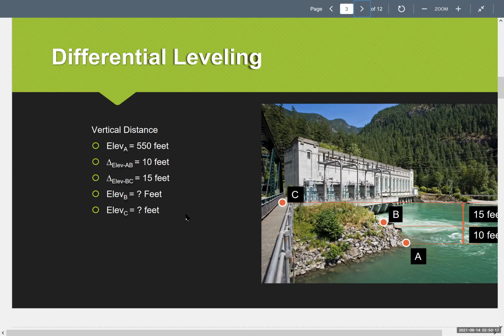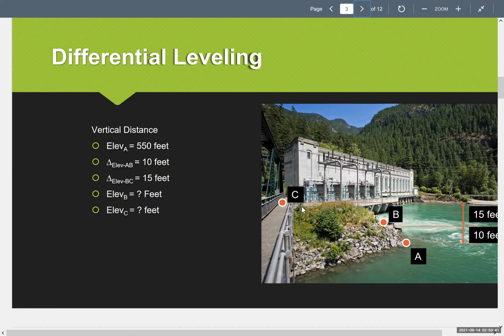That would be 15 feet. Yeah, so that'd be 565. The elevation of A is 550, but it's the difference. Oh, I see. It would be 575. 575. Yeah.